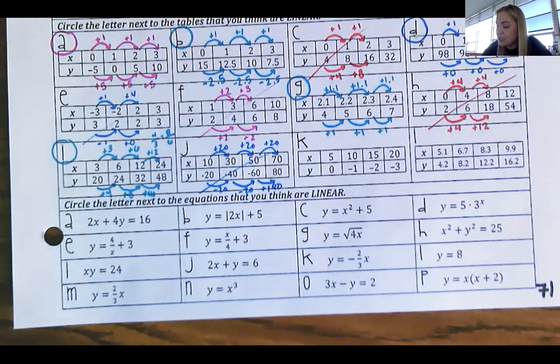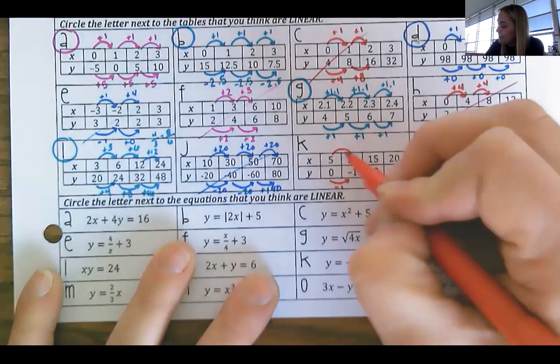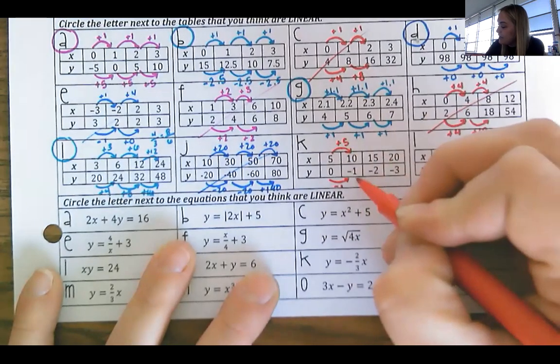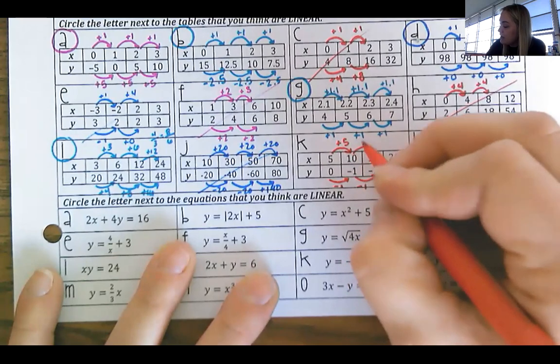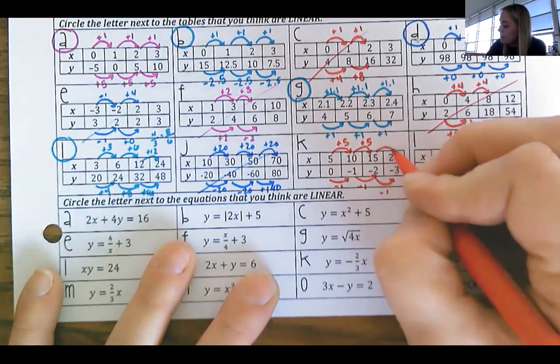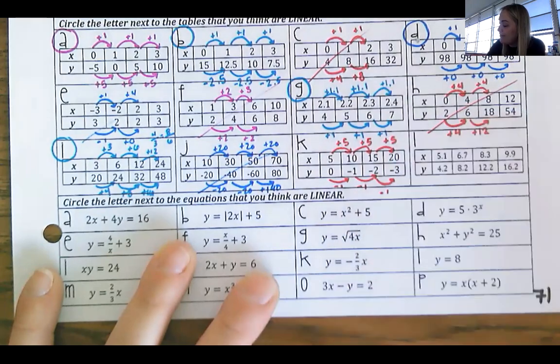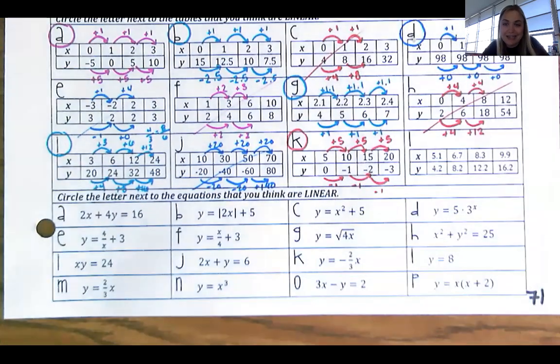Okay, let's do problem number K. I forgot that it was a letter once I got to the word number. From 0 to -1, I'm subtracting 1. And from 5 to 10, add 5. -1 to -2, subtract 1. Up here, add 5. Down here, subtract 1. Up here, add 5. That is definitely linear. You always had the same change in y over change in x.